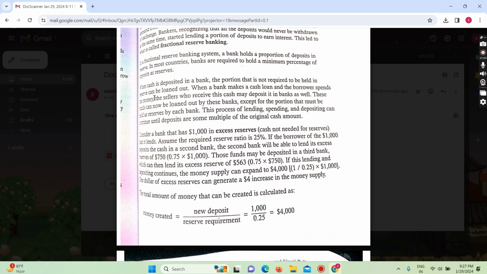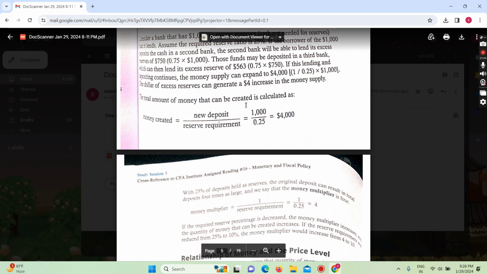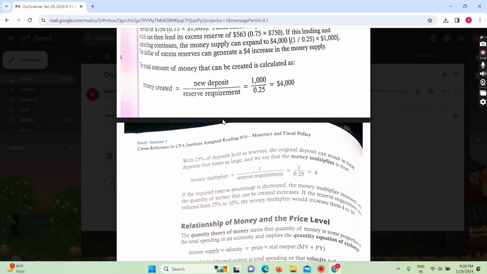That is 1 by 0.25 multiplied by 100. So we can say that whatever the new deposit was, that is $1000, divided by the reserve requirement, that is 0.25, is making the money four times. So money created, this is the formula: money created is new deposit divided by reserve requirement.